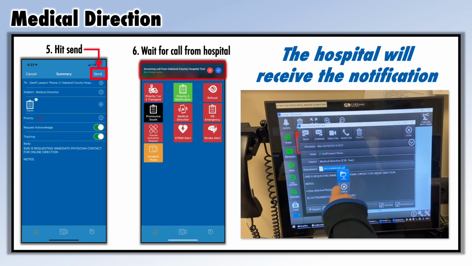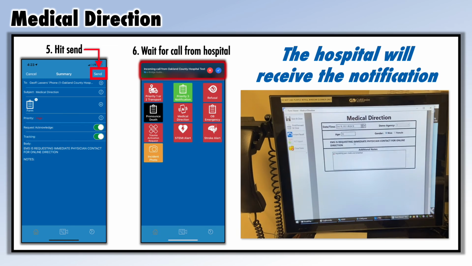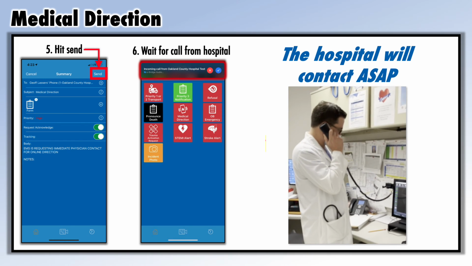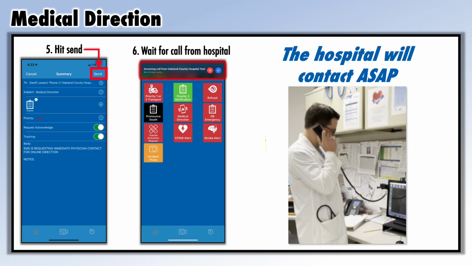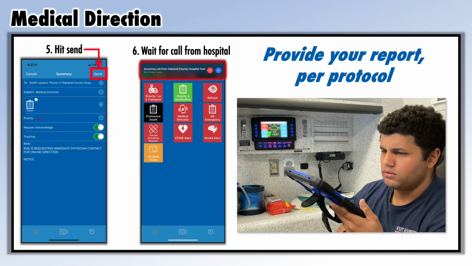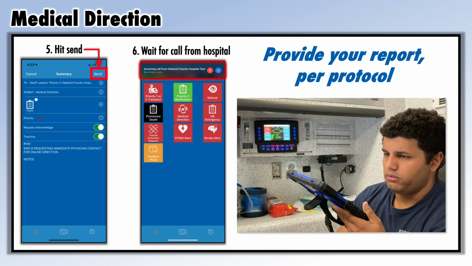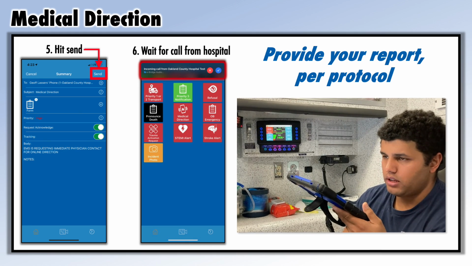The hospital will receive and review the notification form and any notes or attachments. Then the hospital will contact the EMS crew via the eBridge application and take a report from EMS. Once communication is established, give your report and make your request for online medical direction clear, concise, and obvious to the physician.